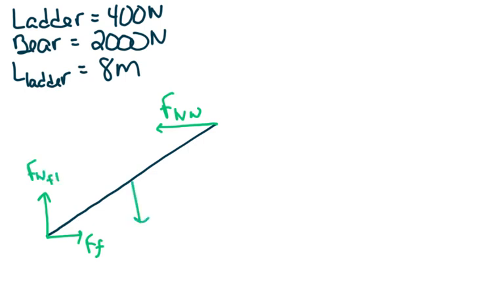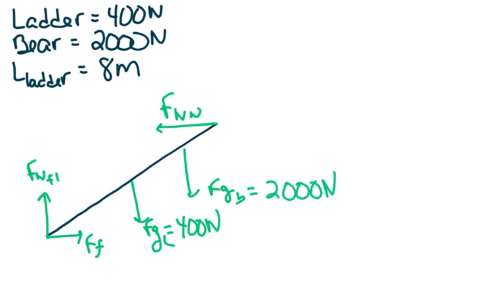the gravitational force from the ladder, which is 400 newtons, and the gravitational force from the bear, which was equal to 2,000 newtons. I'm also going to go ahead and put my lengths on here. Before I do that, we have to decide where our 0 or our rotation point is going to be. So where should we put it?